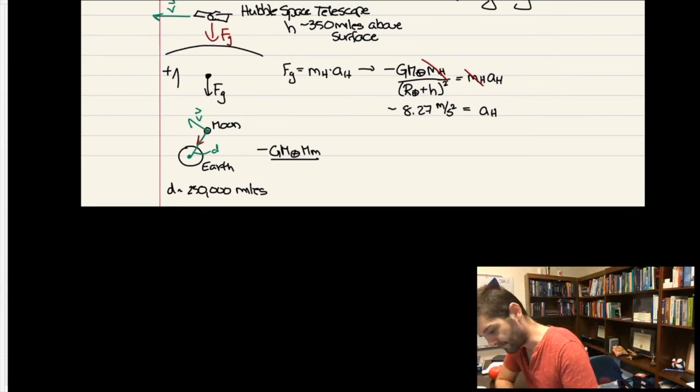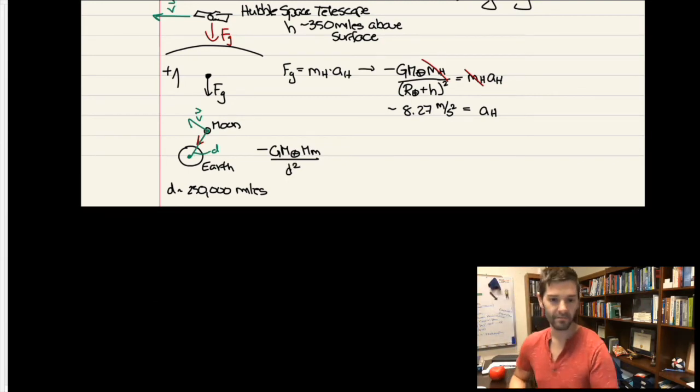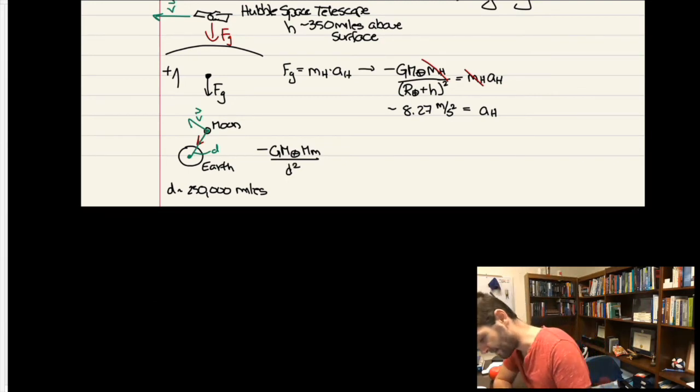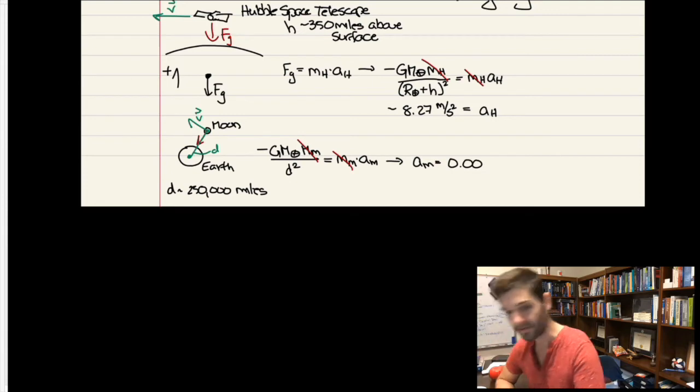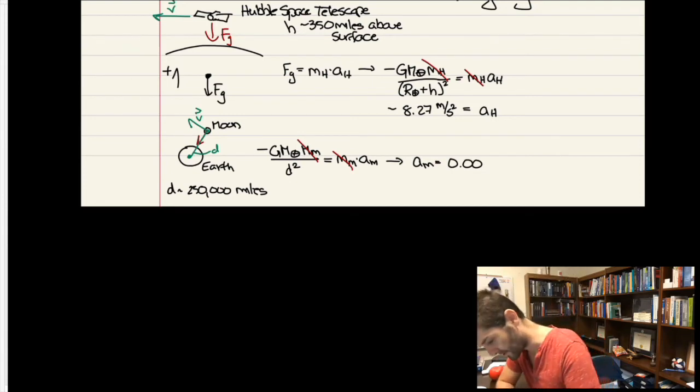So then we would plug in 250,000 miles squared for the denominator. And then that's equal to the mass of the moon times the acceleration of the moon. The moon mass goes away. The acceleration of the moon, in this case, is something like 0.002 meters per second squared.